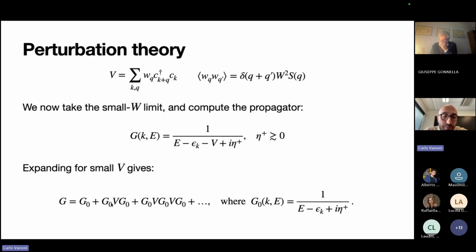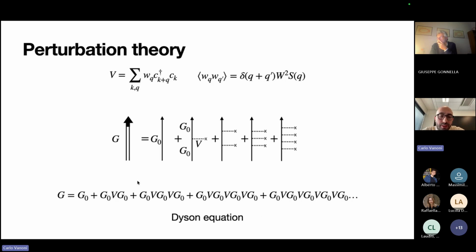And so you can expand this propagator in powers of v, and you do it by inserting v between the bare propagators, where the bare propagator G0 is the one of the clean system, basically with v equal to 0, which is already solved because you know the dispersion relation epsilon k. So you can represent your expansion in terms of these diagrams here, in which G0 is a simple line, let's say a field line, and the dashed line is the potential.